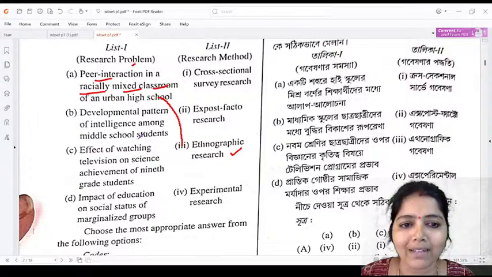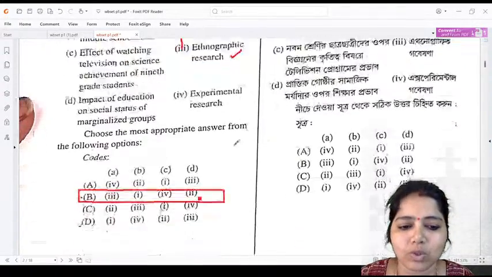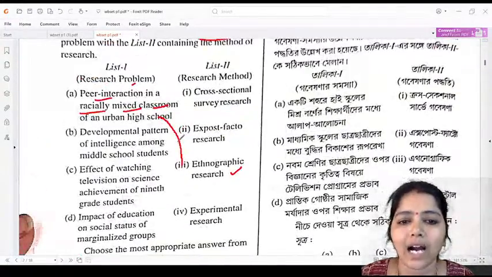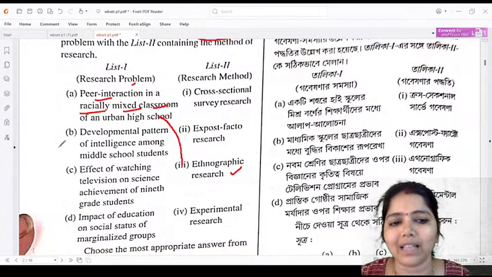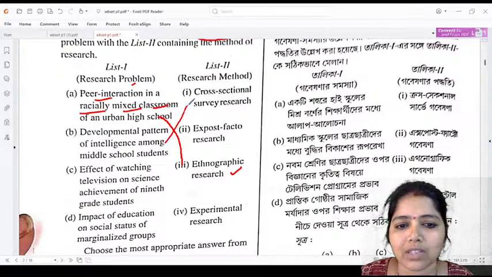Next, developmental pattern of intelligence among middle school students. If you take the options, it is cross-sectional. Cross-sectional means a group of students is taken at a time. So this is cross-sectional.